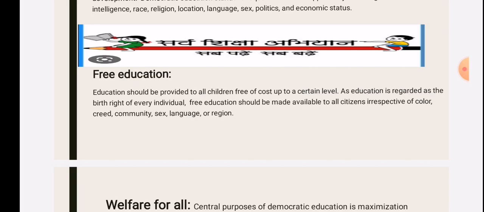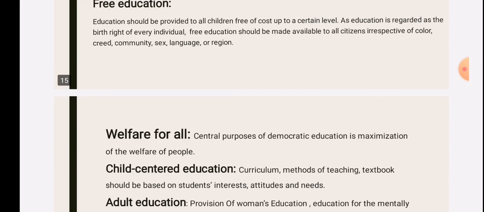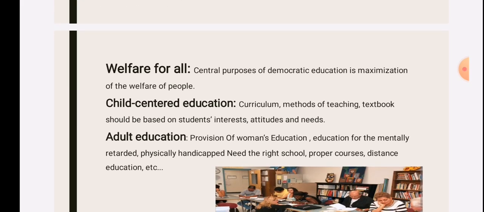Education should be provided to all children free of cost up to a certain level, as education is regarded as the birthright of every individual. Free education should be made available to all citizens irrespective of color, creed, community, sex, language, or religion. The next principle is welfare for all. The central purpose of democratic education is the maximum welfare of people.